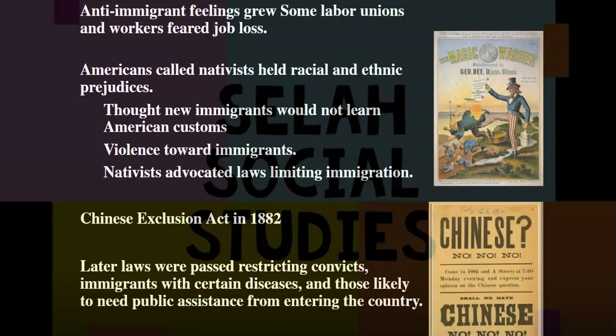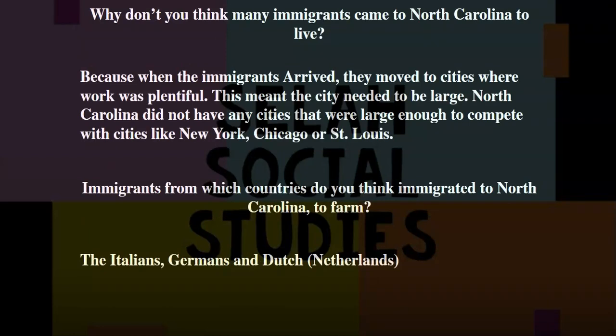So how's about North Carolina and this third wave of immigration? Well, when the new immigrants came to America, the population increased dramatically, but it was spread out through the country. Yes, it was kind of spread out through the country, but not areas in the rural South. North Carolina did not see a huge influx of new immigrants that would aid in local economy because when the immigrants arrived, they moved to cities where work was plentiful. This meant the city needed to be large, and North Carolina did not have any cities large enough to compete with cities like New York, Chicago, or St.